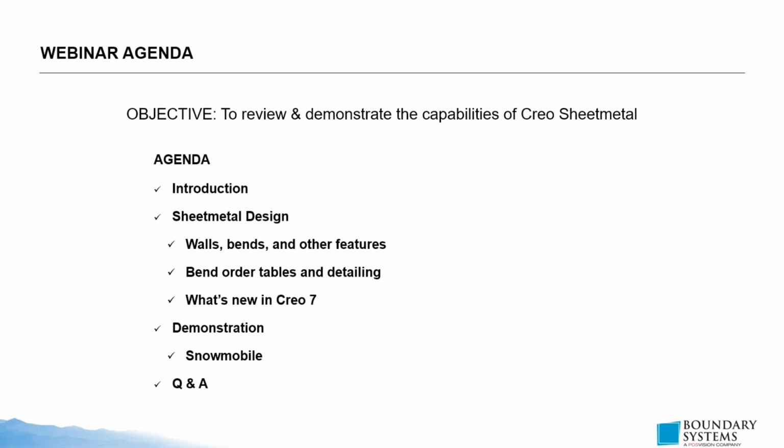Just a quick agenda before we get started today. Essentially, I'm going to give first a little introduction and then jump into a general overview of sheet metal design. I'm going to talk just a little bit about the basic features such as walls, bends, and forms. And I'm going to talk about bend order tables and detailing, so essentially how you're going to actually put this into a final drawing. And I'm going to talk about what's new in Creo 7, so just the little changes that have recently been made to improve this software.